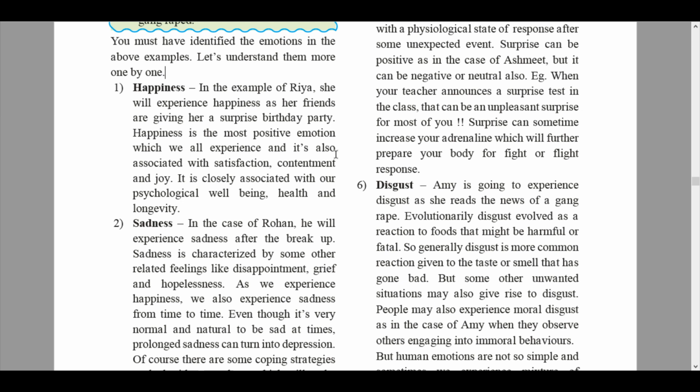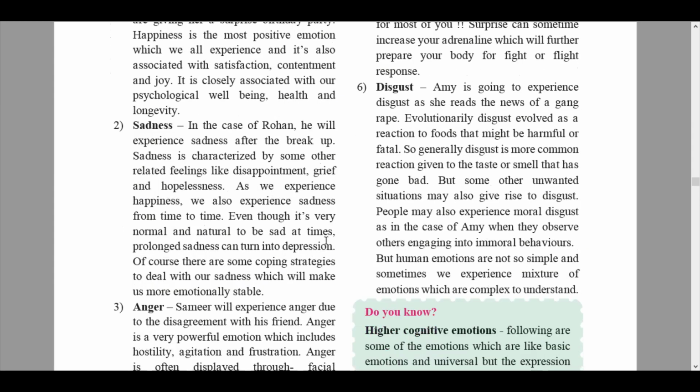These branch out to different emotions that we feel. So these are your basics. You move forward to your advanced emotions as you grow in life. Then we have sadness. In the case of Rohan, he will experience sadness after the breakup. Sadness is characterized by related feelings like disappointment, grief, and hopelessness. As we experience happiness, we also experience sadness from time to time. As I said, the equilibrium has to be maintained. You can't be happy all the time, so there might be some sadness in your life.